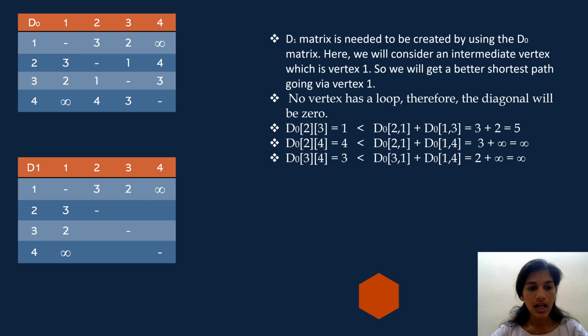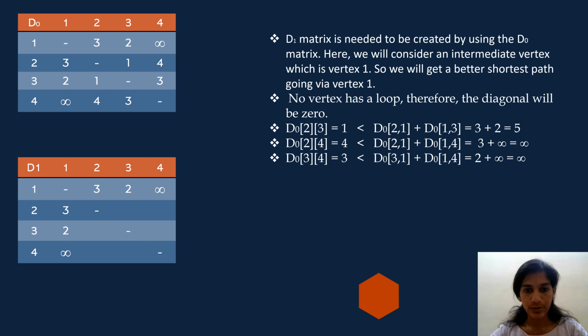Now we need to compute D0 of 2,3, D0 of 2,4, D0 of 3,2, D0 of 3,4, and D0 of 4,2. These are the values to be computed, and since this is an undirected graph, D0 of 2,3 and D0 of 3,2 are equal. Since the vertex has no loop, the diagonal values will be 0, or they are represented by a dash. We can say it as 0.